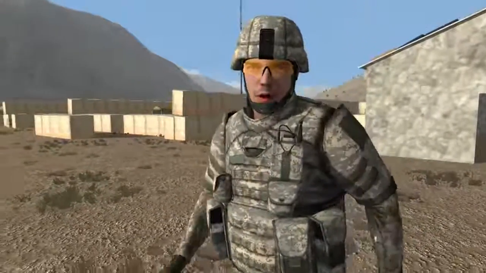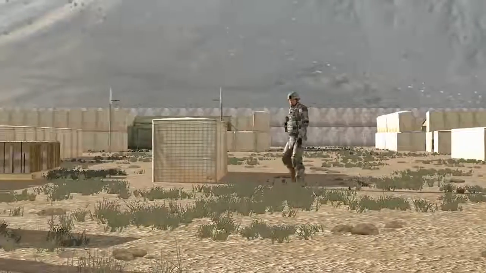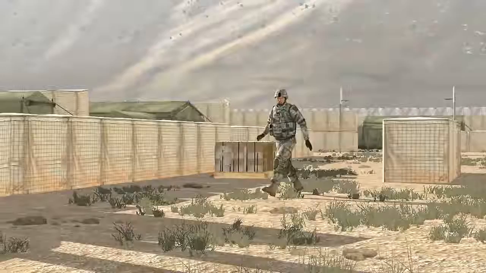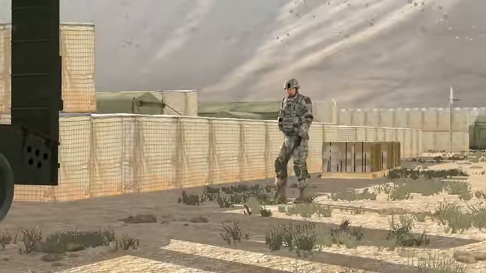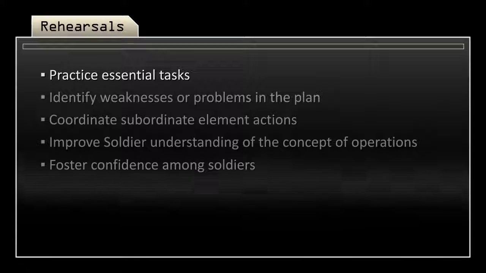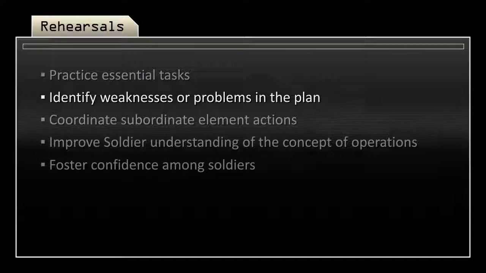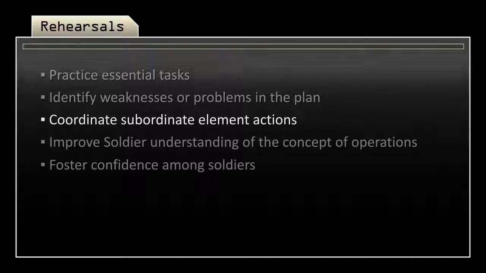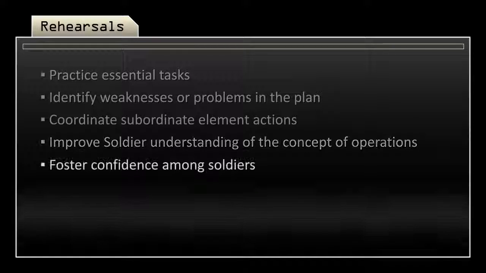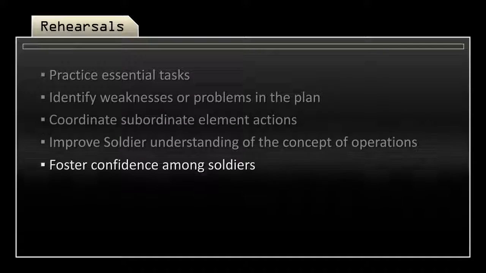A crucial component of preparation is the rehearsal. Rehearsals allow Army leaders to assess their subordinates' preparations. They may identify areas that require more supervision. Army leaders conduct rehearsals to practice essential tasks, identify weaknesses or problems in the plan, coordinate subordinate element actions, improve soldier understanding of the concept of operations, and foster confidence among soldiers.